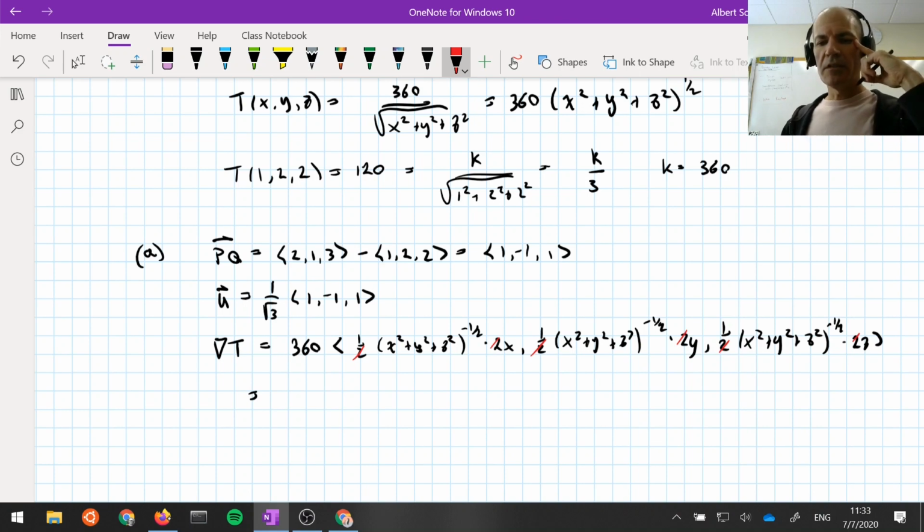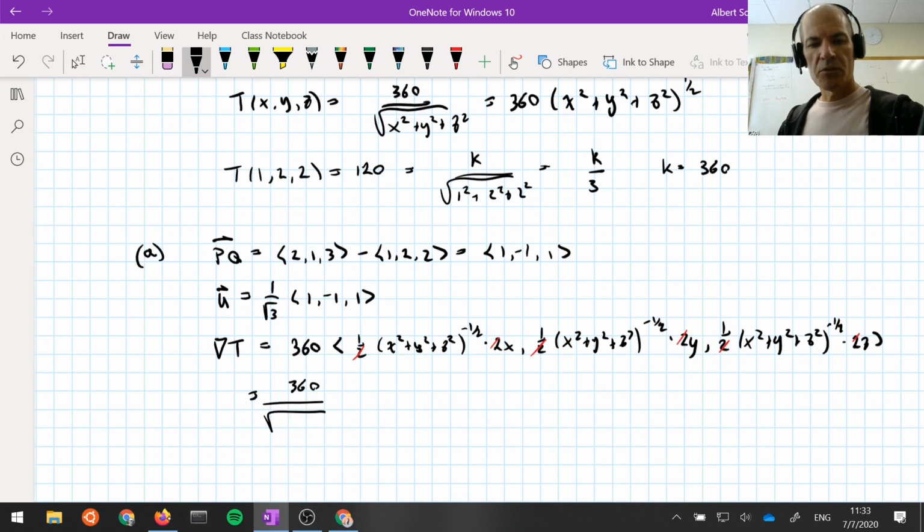And furthermore, we see a common factor of x squared plus y squared plus z squared to the negative 1/2, which we can factor out as a scalar. So pulling that out, we get 360 divided by the square root of x squared plus y squared plus z squared. What's left behind is a pretty simple expression, x, y, z.